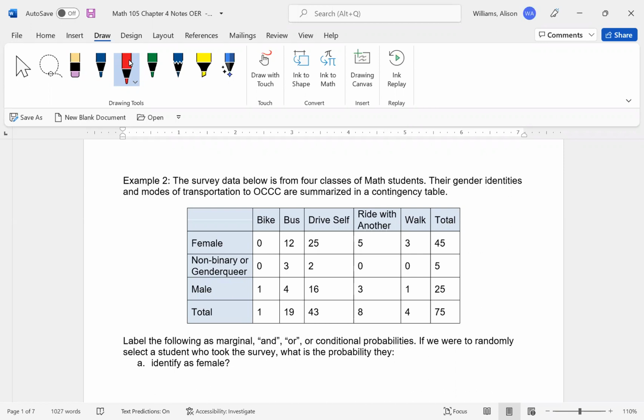So looking at the female, that's the row. That means I'm going to be looking at 45 out of 75 total. That's the bottom total. So 45 out of 75 comes out to 0.6. Or if you want to write it as a percent, 60%. Now, in terms of the labels, because we looked at far right columns, these are the marginal probabilities.